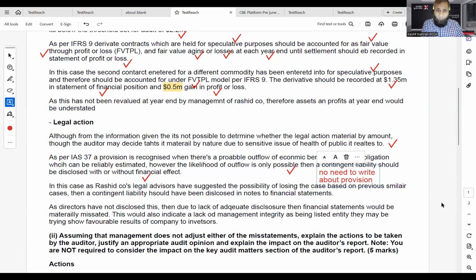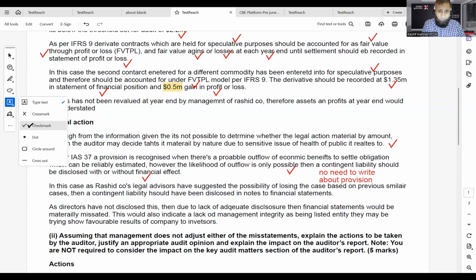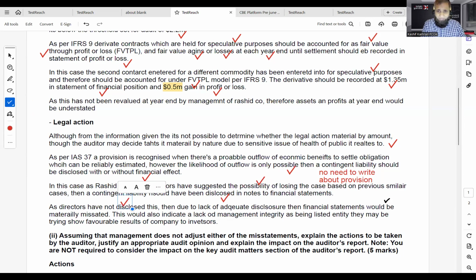In case of Rashid Company, the legal advisor has suggested there is a possibility of losing the case. So a disclosure should be given in the notes. As directors have not disclosed, it will result in the financial statements being materially misstated. And also it tests the integrity of the management because they're not giving a disclosure.